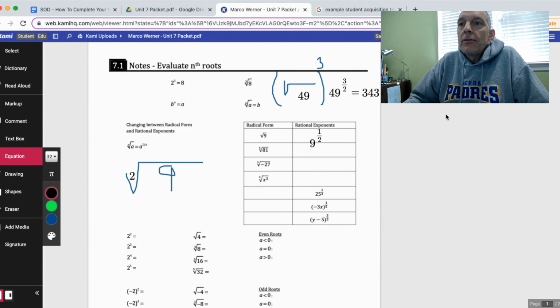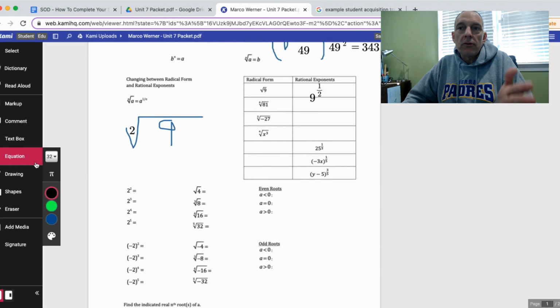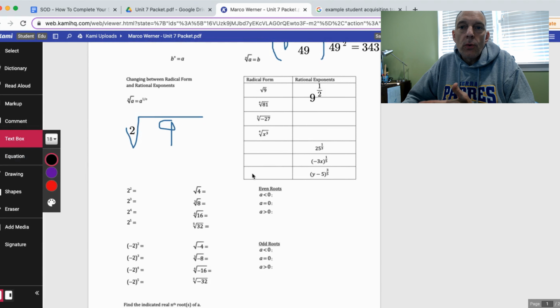Okay, and so that's sort of the quick and dirty on how you maneuver between exponents and square roots.